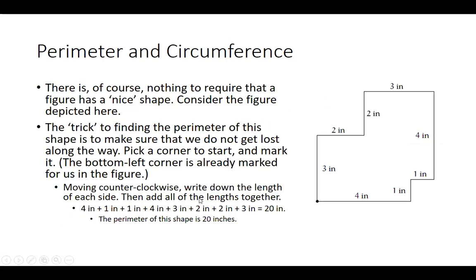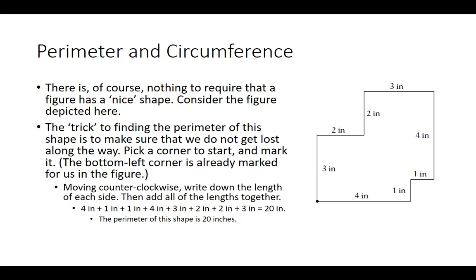There is, of course, nothing to require that a figure has a nice shape. Consider the figure depicted here. Again, the trick to finding the perimeter is to make sure we don't get lost along the way. Pick a corner to start and mark it, and then make your way around the figure, stopping where you started. You don't want to get confused as to where you started.